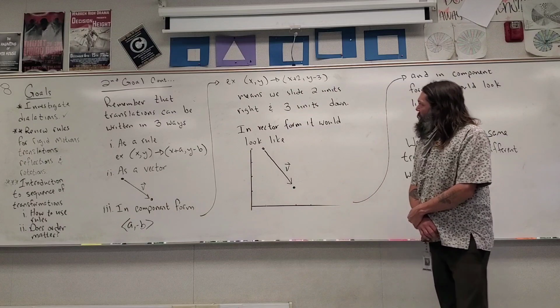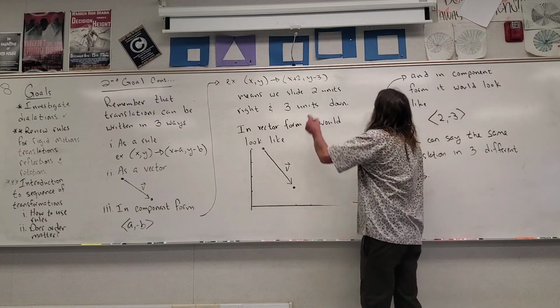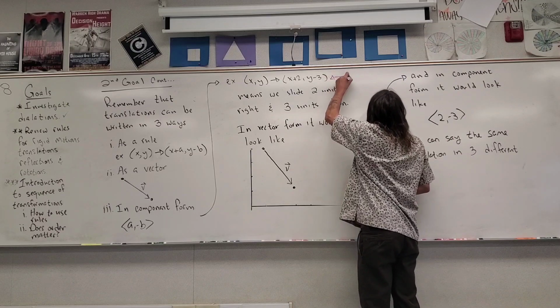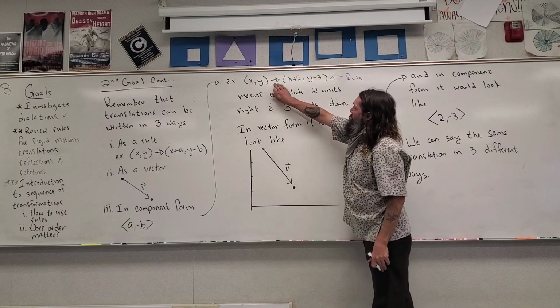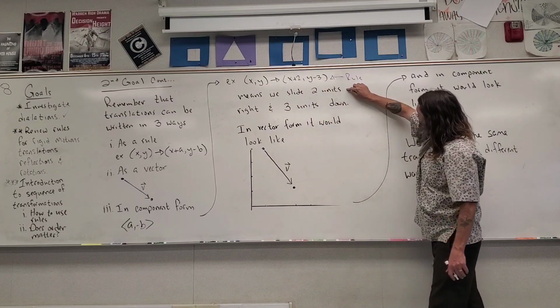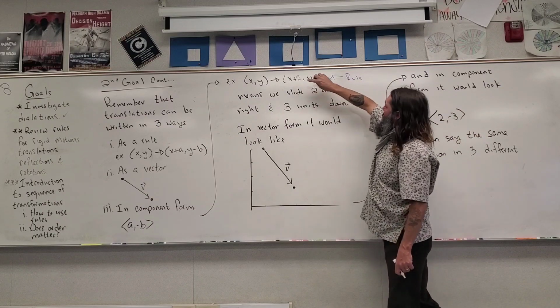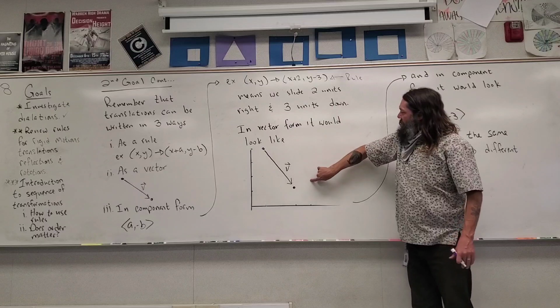I do have an example of a mapping or a rule. So this is written as a rule. Let me write that out. This rule says that (x, y) maps to (x + 2, y − 3). So this means we slide 2 units to the right and 3 units down. And in vector form, this would look like this.